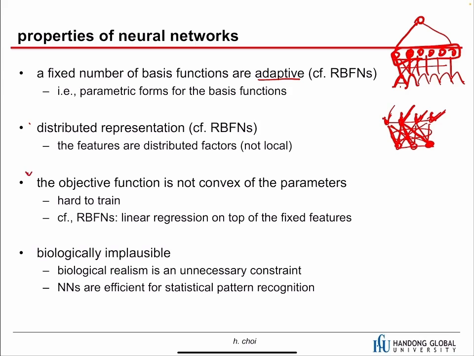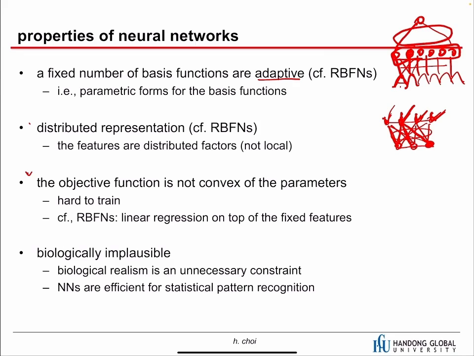And the objective function is not convex in the parameters. In the RBF networks, we have only one layer which is trainable, but in the neural networks, all the layers are trainable. So this is not easy to train. The function is not a convex function, so it's hard to train neural networks. But in the RBF networks, it is a linear regression on top of fixed features. So the training doesn't take much time. Learning comes so quickly.